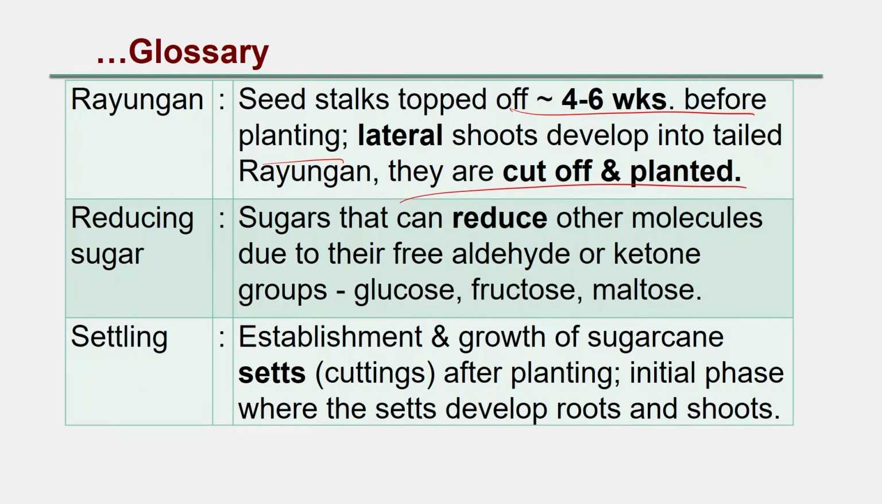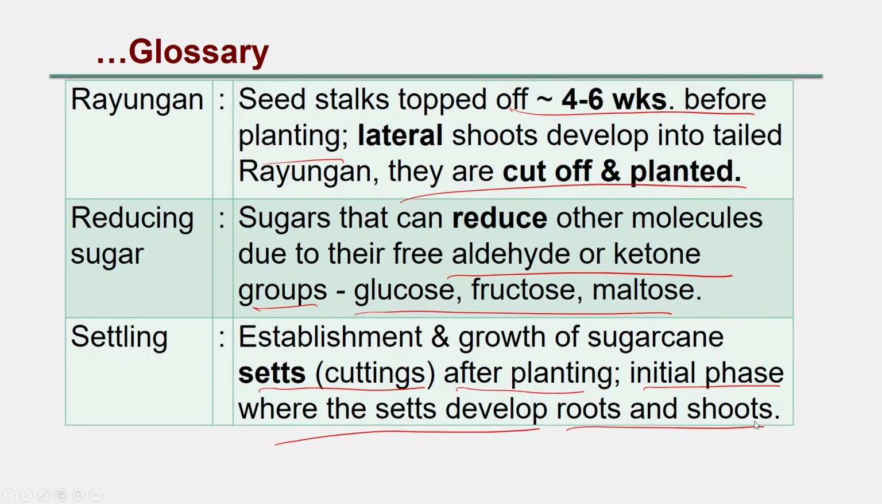Reducing sugar, sugars that can reduce other molecules due to their free aldehydes or ketone groups. Examples of reducing sugar are glucose, fructose and maltose. Settling, settling is kind of seedling or equivalent to seedling. In this case, establishment and growth of sugarcane sets cuttings after planting. Initial phase where the sets develop roots and shoots called as settling.